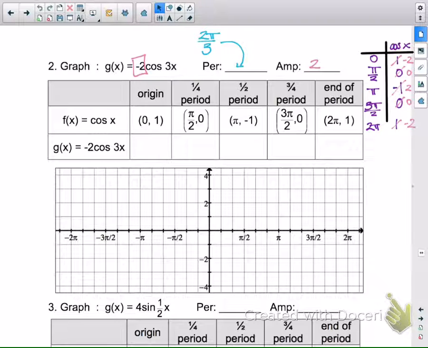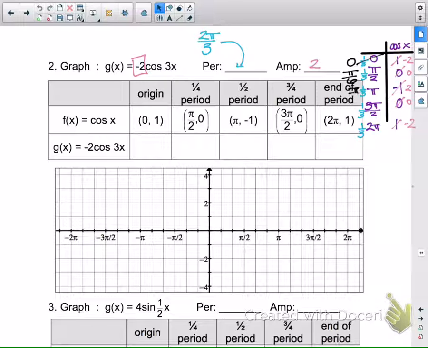What else do I do with that b value? Take each of my x's and do what? Divide by 3, which is the same as multiplying by what? 1/3. So again, write this out for yourself. 1/3 times each of these. Unless you're really good at fractions and don't need to do that. Totally up to you. When I multiply each of these by 1/3, that gives me, what's 1/3 times 0? 0. 1/3 times pi over 2. Pi over 6. 1/3 times pi.